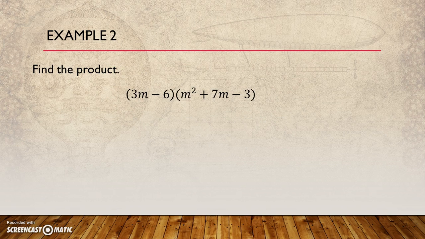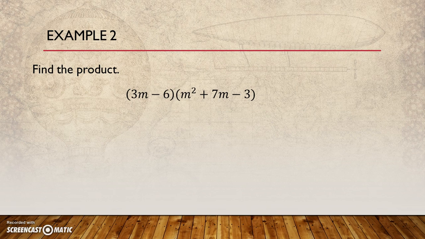Our next example wants us to find the product. So in this question, we have to distribute. Just make sure when you're distributing a binomial across anything that you multiply first by the first term, in this case by 3m, and then by the second term, which is negative 6. Okay, so we're going to start with a 3m. When we multiply polynomials, remember you multiply the coefficient, you add the exponents.